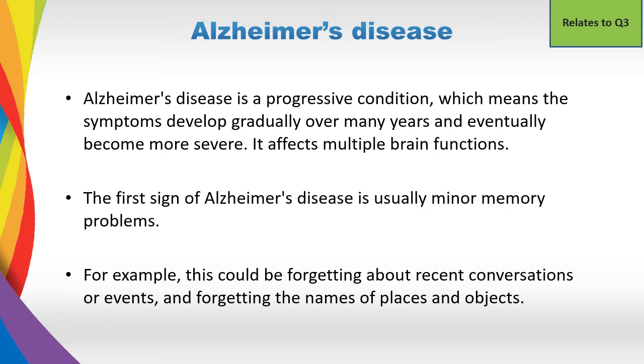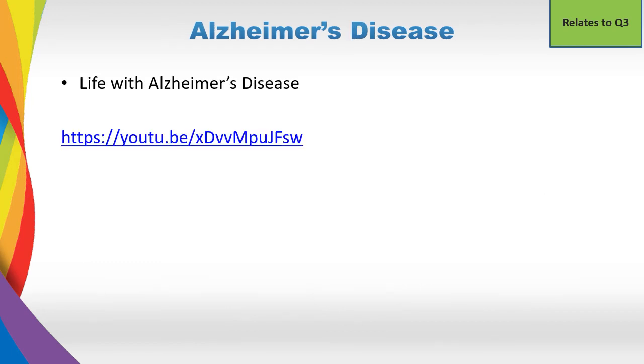Because it's progressive, meaning that the symptoms are gradually developing over many years, it will become more severe because it affects multiple brain functions as time goes on. The first sign of Alzheimer's disease is usually a minor memory problem, like forgetting a recent conversation or forgetting the name of a place or an object. I do have another video here that you may wish to watch about a lady who lives with Alzheimer's disease.